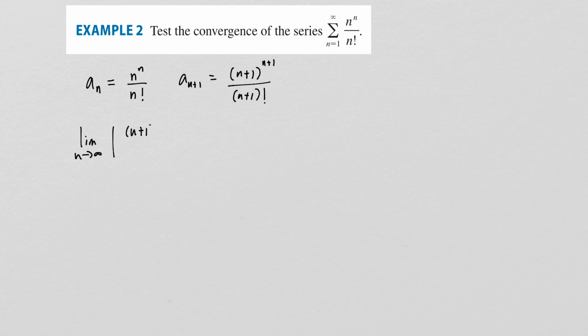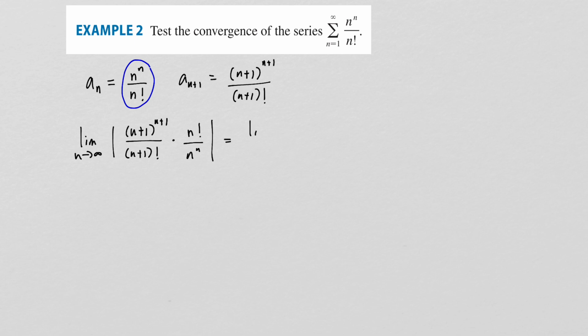So in this series, the nth term, an, is going to be n to the n power divided by n factorial. And the n plus 1 term will be n plus 1 to the n plus 1 power divided by n plus 1 factorial. And for the ratio test, we are going to take the limit as n goes to infinity of the n plus 1 term multiplied by the reciprocal of the nth term, which is going to be n factorial over n to the n.